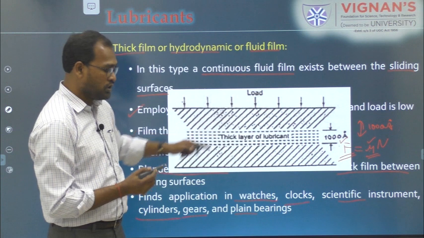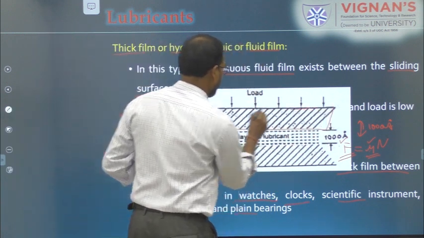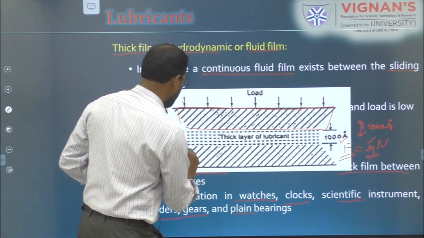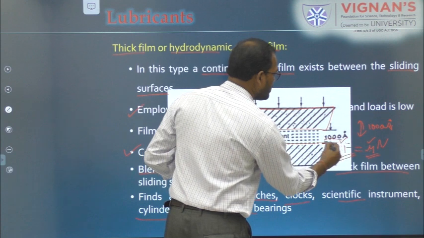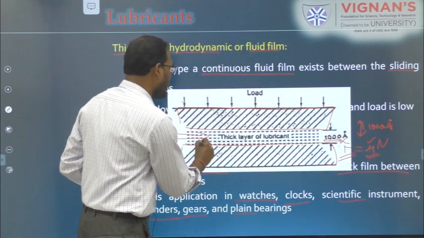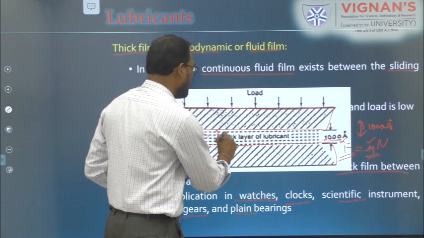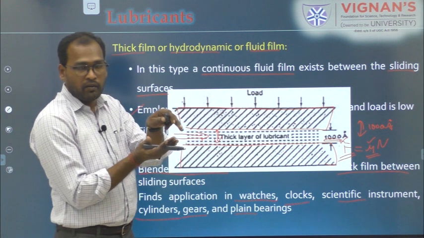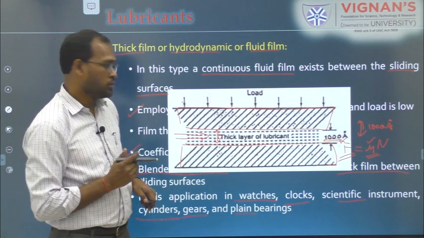So these are the two surfaces. This is one surface and this is another surface, and the distance between these two is given as 1000 angstroms, and this much thick lubricating oil is sent between these two surfaces, and this thick lubricating oil makes a gap between these surfaces, thereby inhibiting the friction between them.